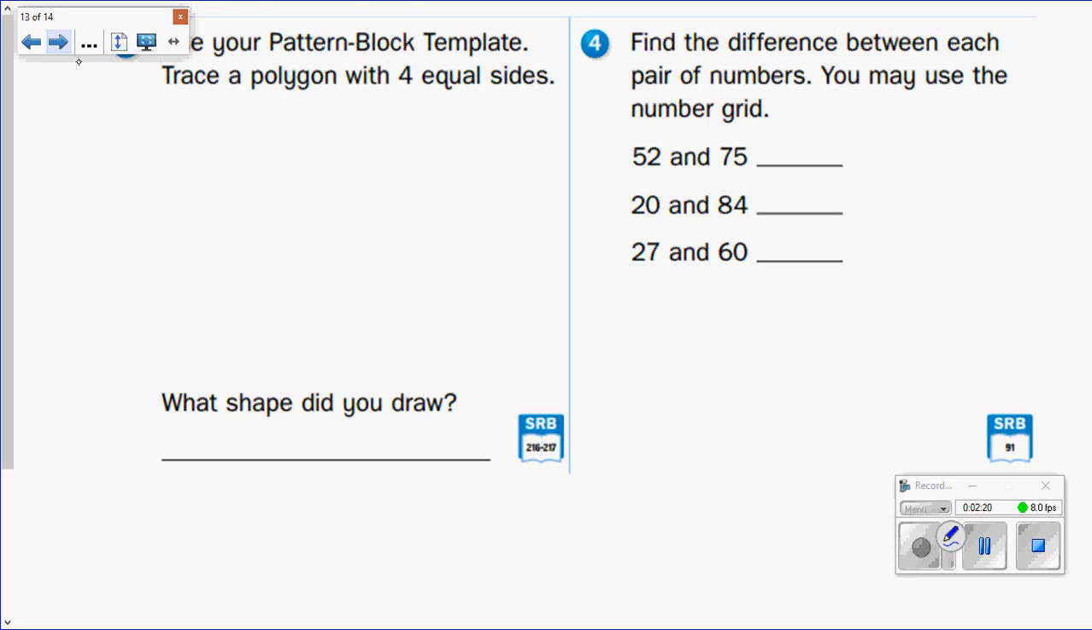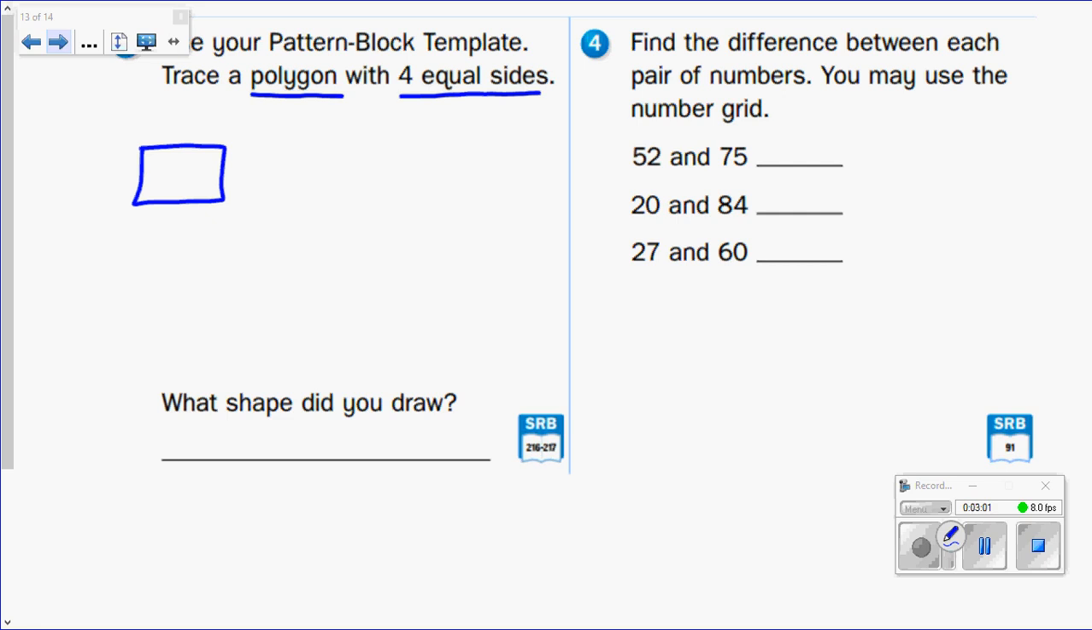Number 3, you're to use your pattern block templates to trace a polygon with 4 equal sides. Boys and girls, remember that when we talked about polygons, we said polygons were two-dimensional shapes, which means they're flat. Okay, they have to have 3 or more sides, and they have to be closed. Okay, and in this case, they want us to do 4 equal sides. Okay, and 4 equal sides, we could have drawn a square.